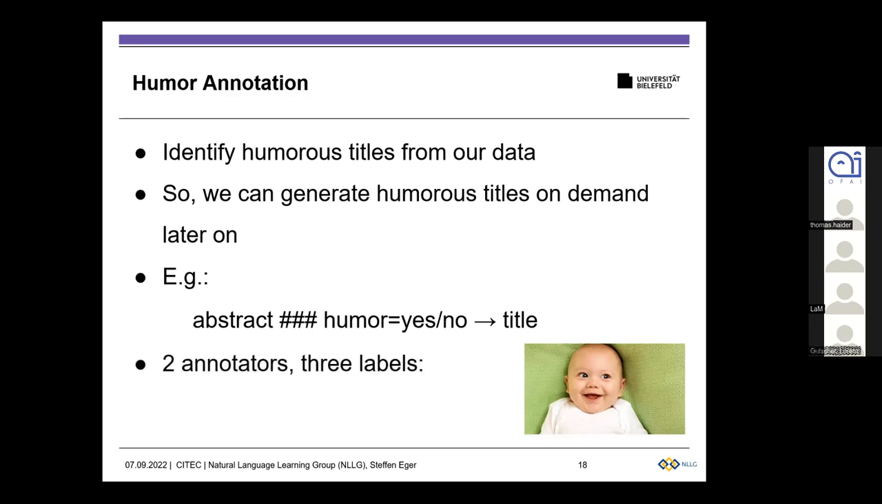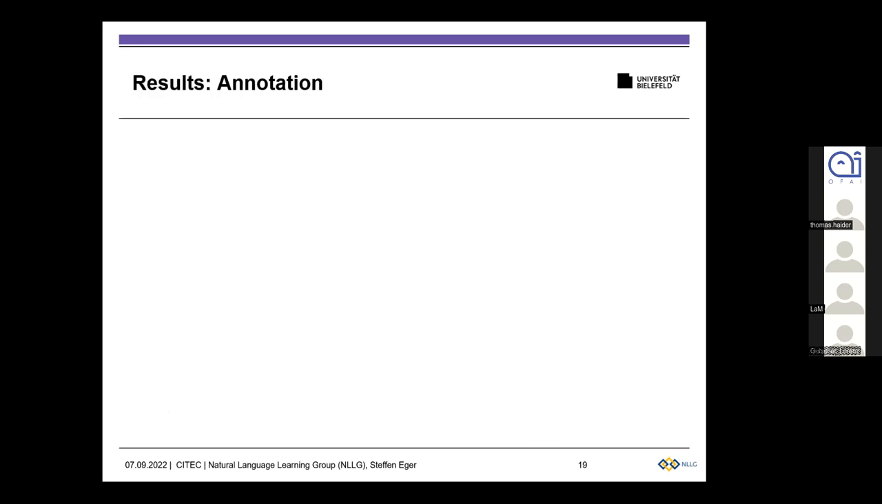So for this task, we had two annotators, and instead of having a binary annotation, funny or not, we had three labels, namely high, medium, or low funniness. So what are the results of the annotation? Let me show this to you.